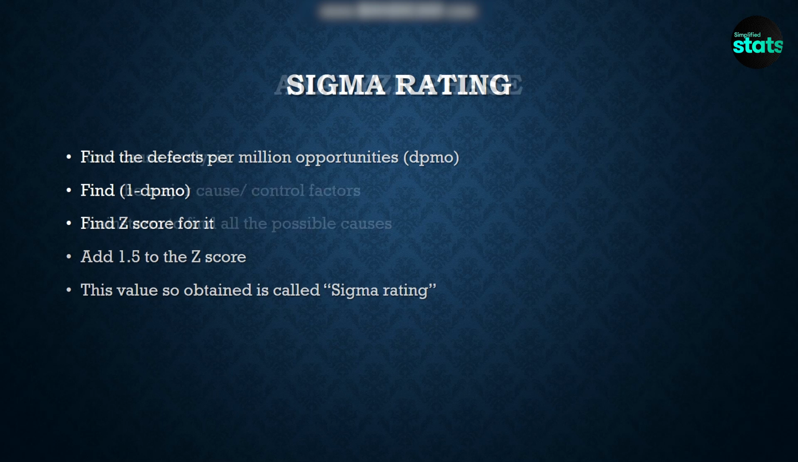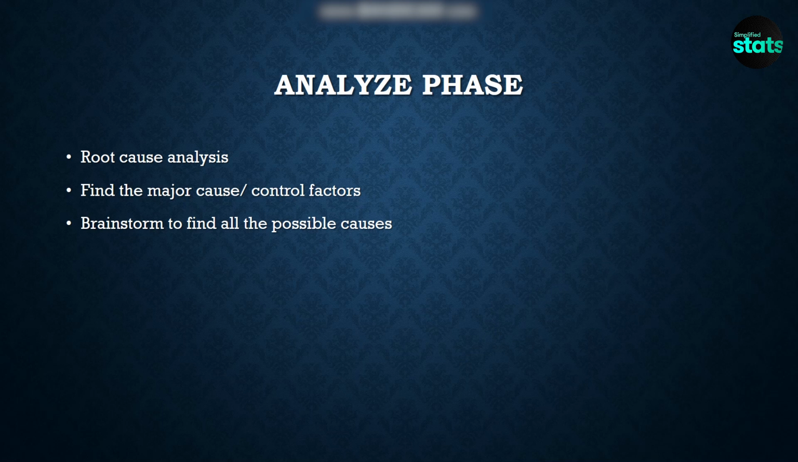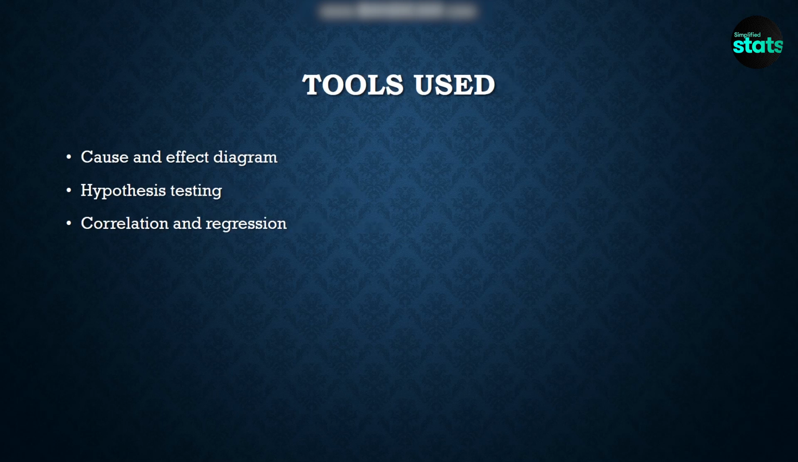Moving to the next phase, analyze phase. In this particular phase, the root cause analysis of the entire process is done. The major causes, control factors are analyzed. The basic or the most useful tool at this phase is brainstorming. The more you brainstorm and find out the maximum number of causes, the more helpful it would be for you to trace the real root cause of the problem. The tools used here would be cause and effect diagram, hypothesis testing, and correlation and regression.